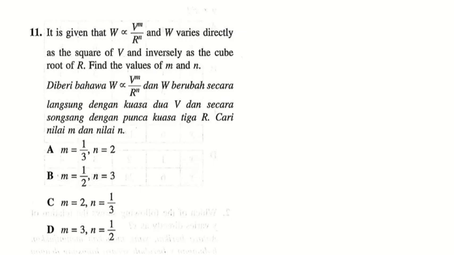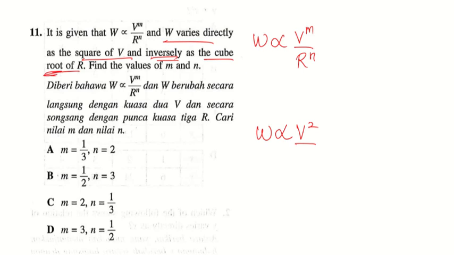Okay, number 11, I'll show you this one. W varies directly as the square of V, inversely as the cube root of R. Now cube root is like this, not cube, it's cube root. So W equals K times V squared over cube root of R.